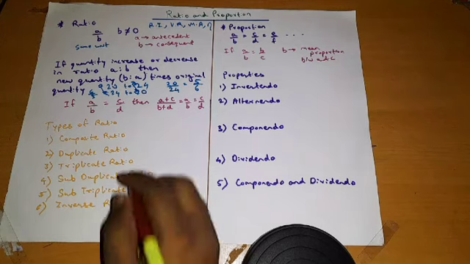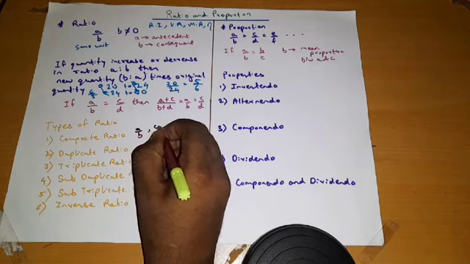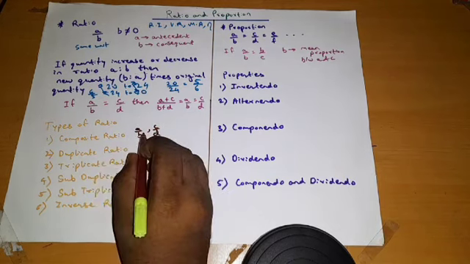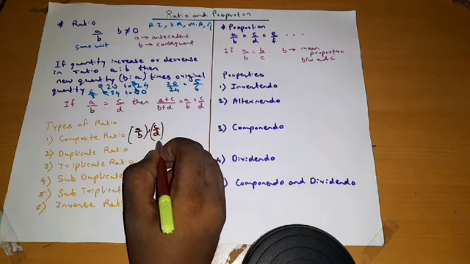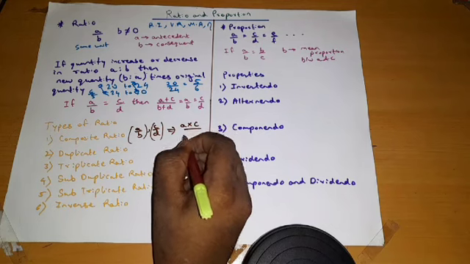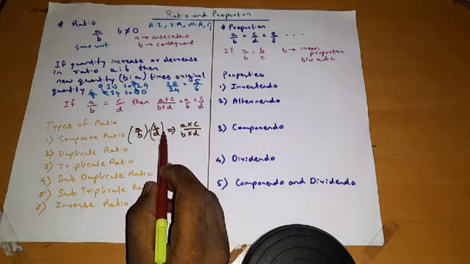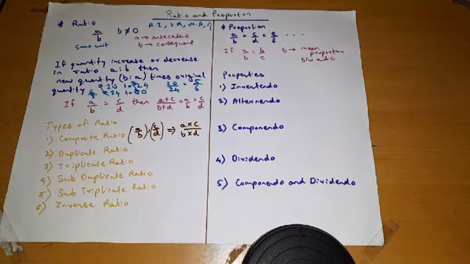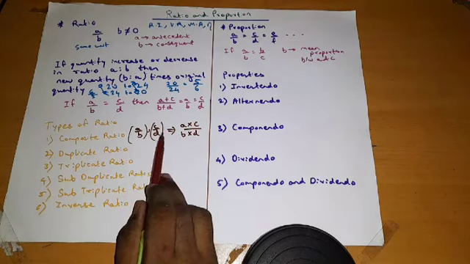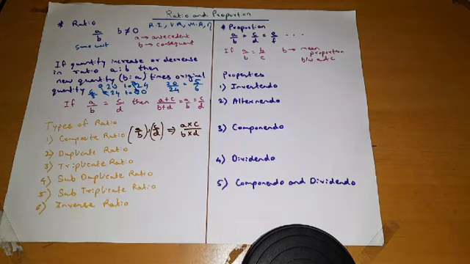Let's say we have two ratios, A upon B and C upon D. Then the composite ratio of A upon B, C upon D is the product of numerators upon the product of denominators. If there are 3 ratios, 4 ratios, n number of ratios, then their composite ratio is the product of numerators upon the product of denominators. That is composite ratio.